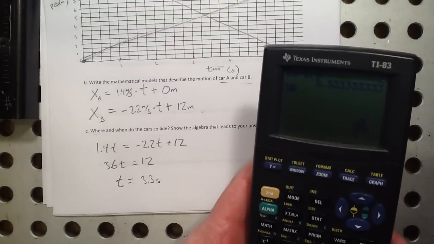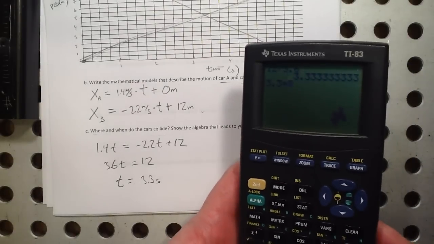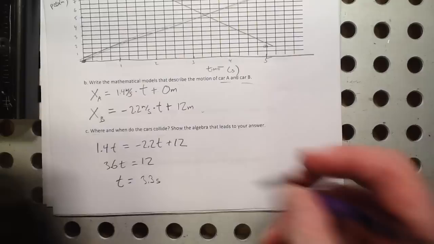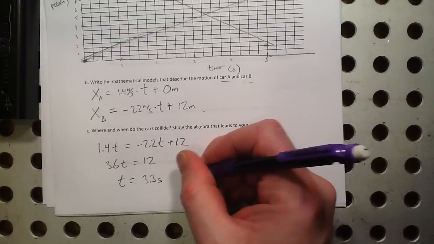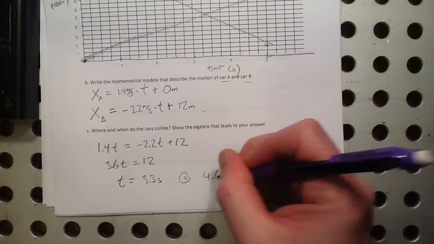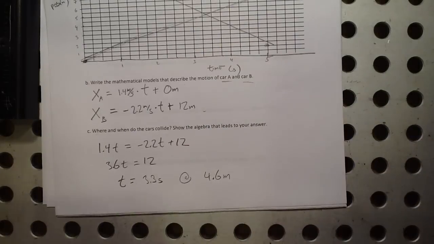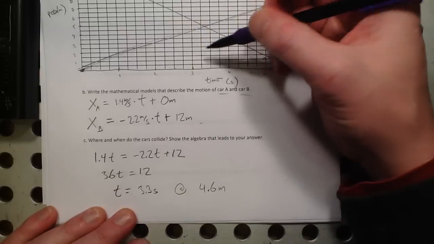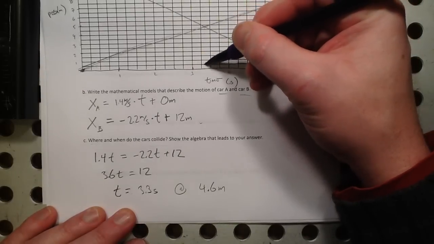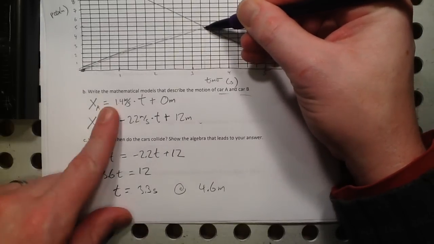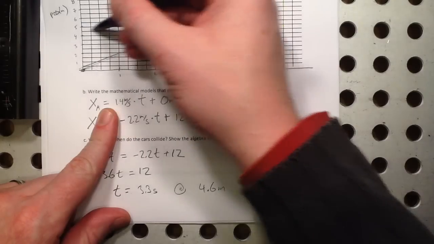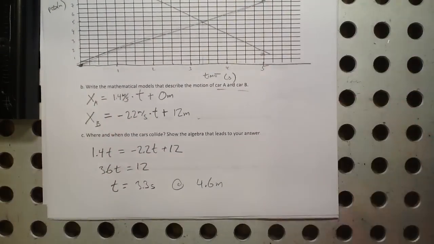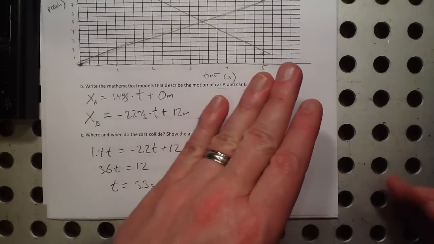You should get the same thing. About 3.3 times 1.4 is about 4.6 meters or so. And we can check with our graph and see if that looks about right. 3.3 and 4.6. That looks pretty good.